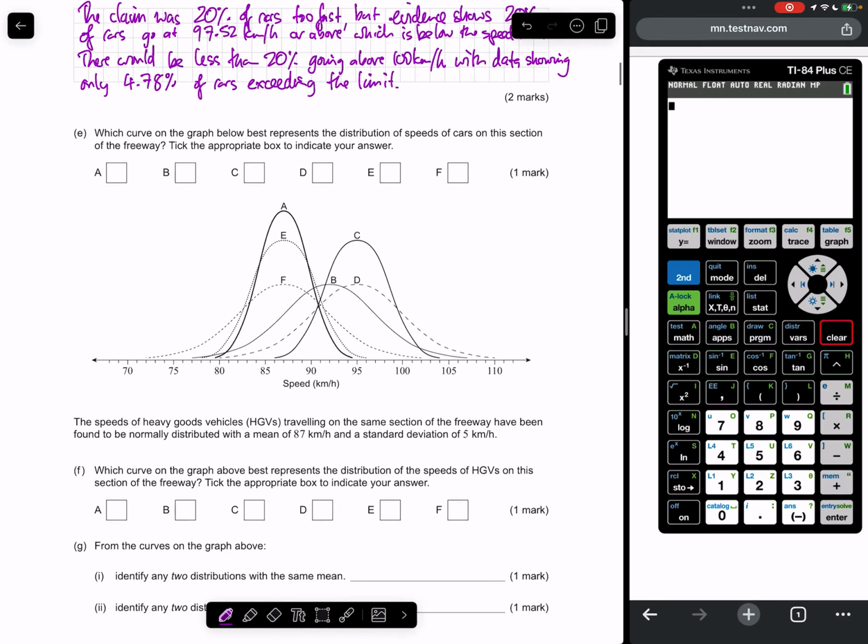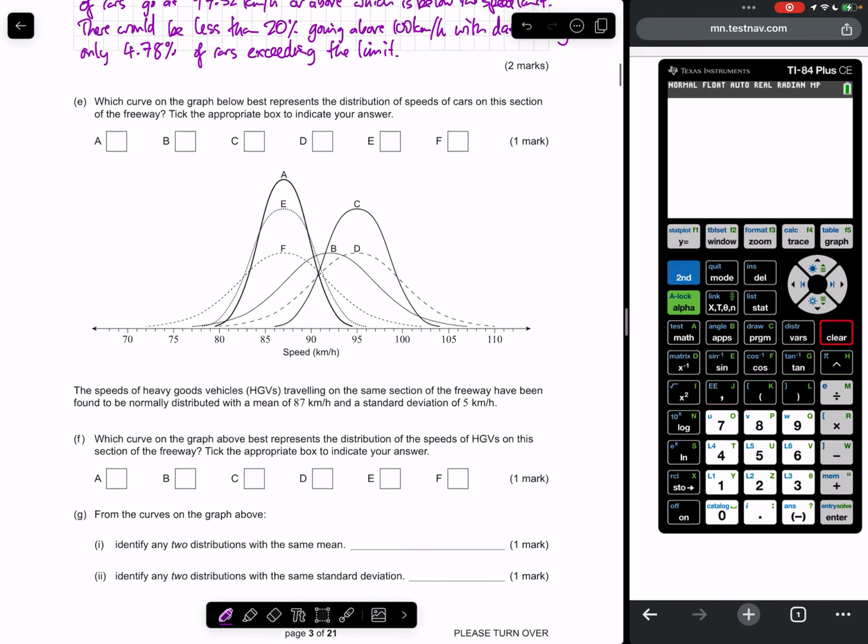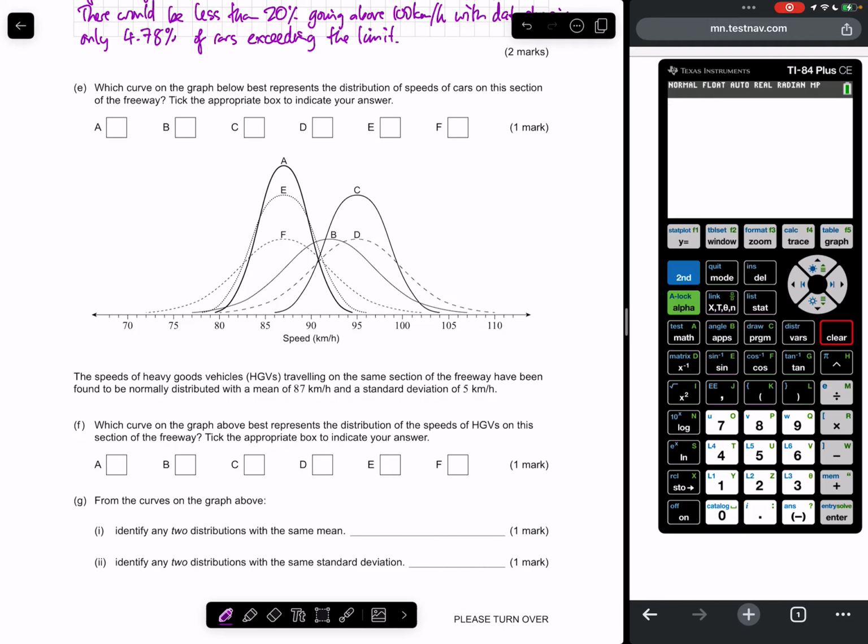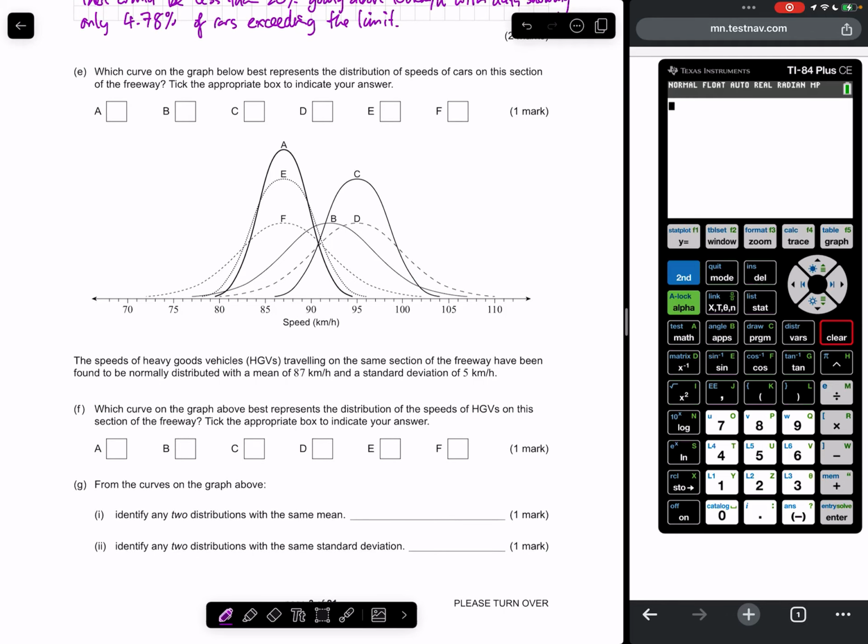Which curve on the graph below best represents the distribution of speeds of cars in this section of the freeway? Tick the appropriate box to indicate your answer. Well, we had the mean at 95, standard deviation of 3. So normal distributions are 3 standard deviations wide. So 1, 2, 3. 1, 2, 3. It appears to be C.